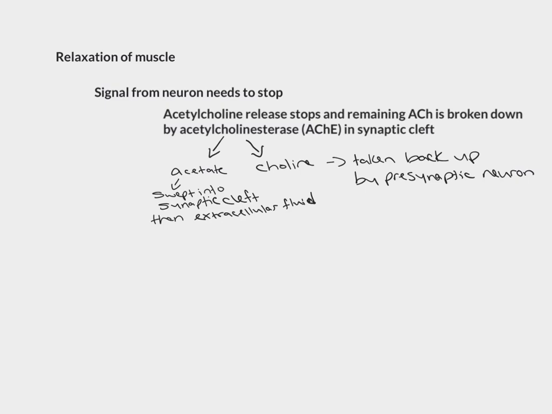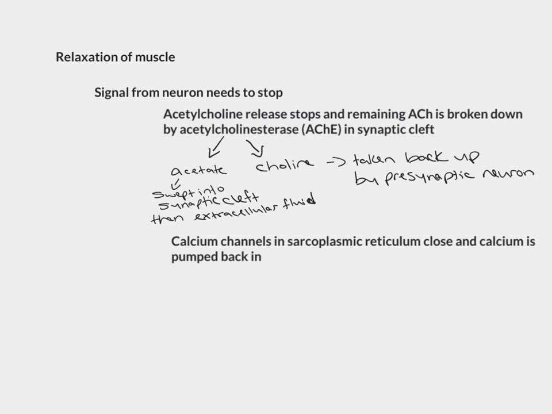The other thing that needs to happen in order for the muscle to relax is that the calcium channels in the sarcoplasmic reticulum need to close, and calcium has to be pumped back into the sarcoplasmic reticulum. In order for the calcium to be pumped back into the sarcoplasmic reticulum, it will require active transport. And so this is where another use of ATP comes into play.